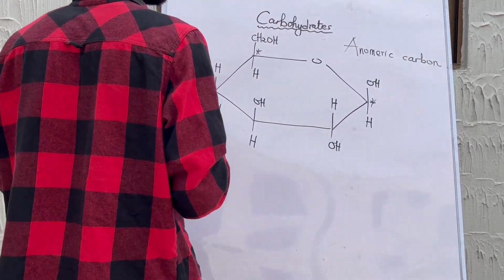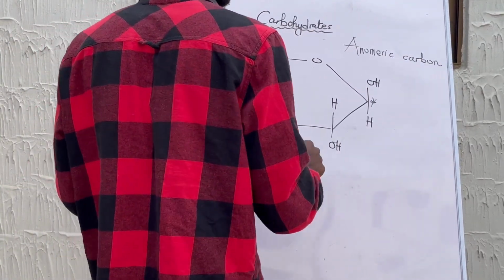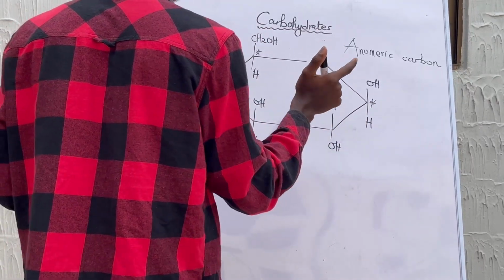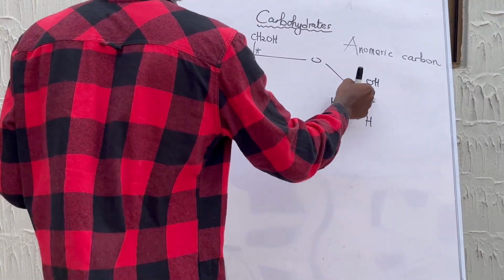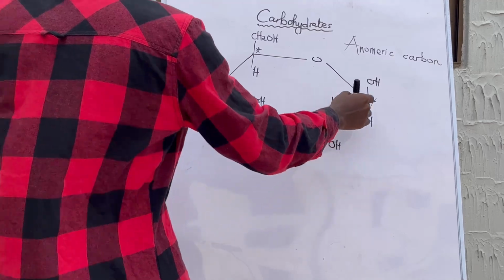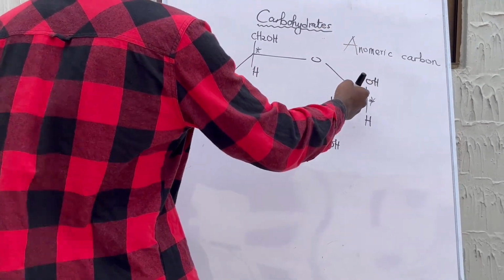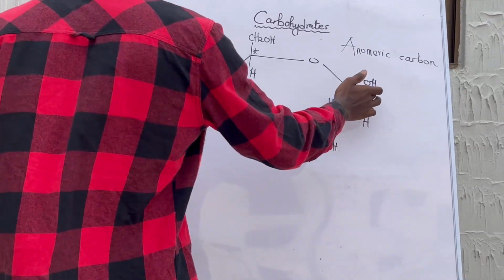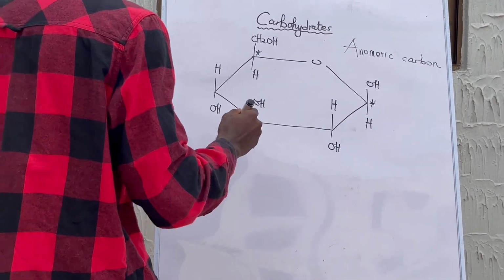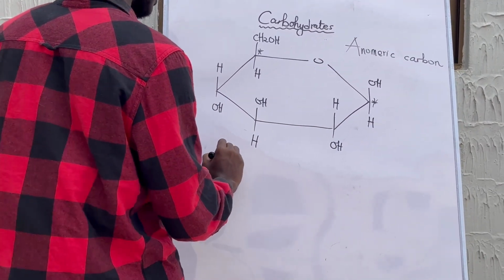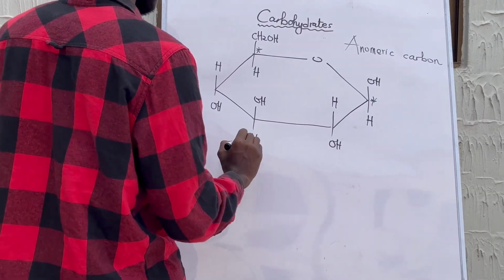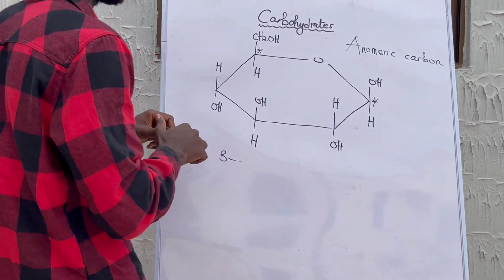Anomeric carbon. So this one will be the anomeric carbon. We check whether the sugar is alpha or beta on the anomeric carbon, because it's on the anomeric carbon that we check whether the OH group is at the top or at the bottom. Because the OH is at the top, we call it beta. So we are calling this one beta. We name it beta, then a dash.